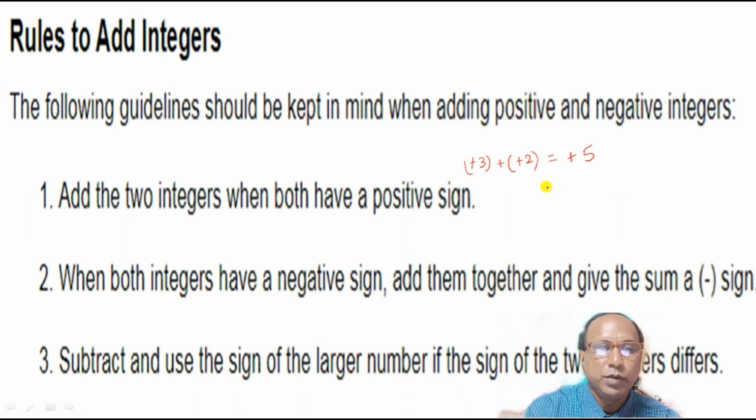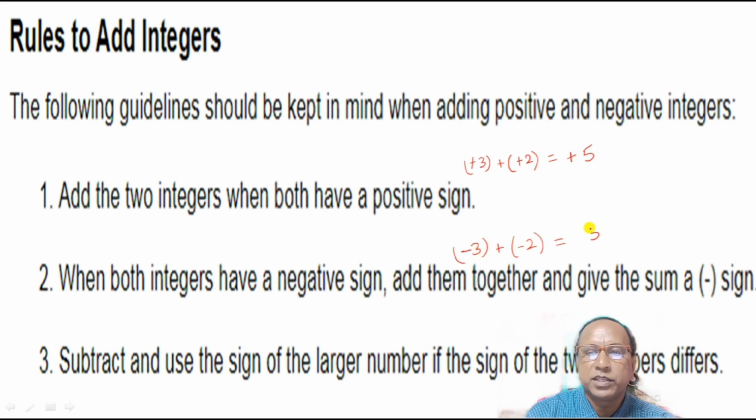Number 2. When both integers have a negative sign, add them together and give the sum a minus sign. Both are negative. Suppose -3 plus -2. What do you do? Since both have a negative sign, you have to add the numbers first. 3 + 2 is 5, and give a minus sign to that number. Give the sum a minus sign.